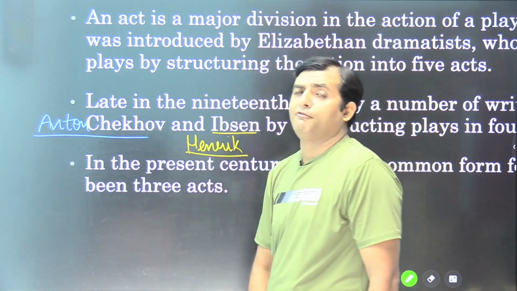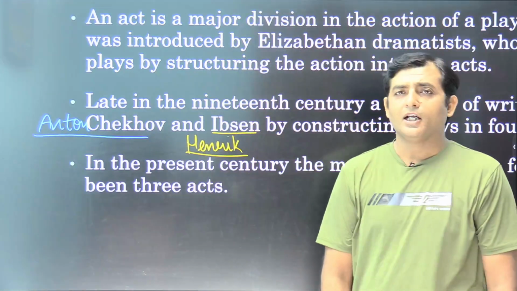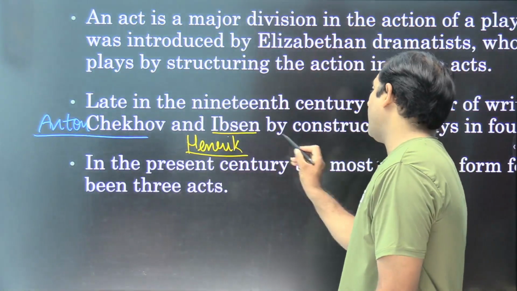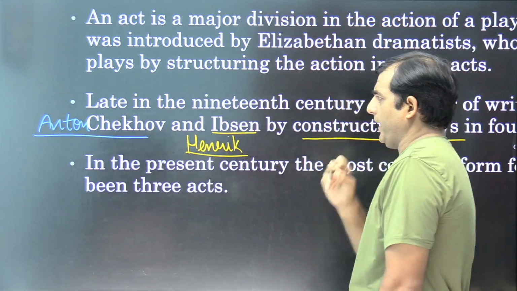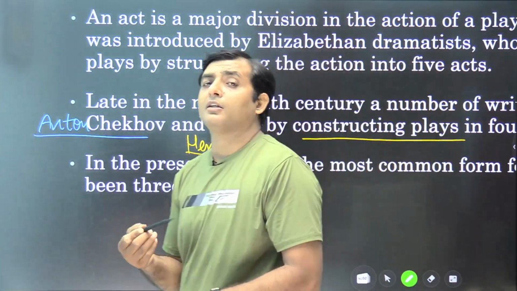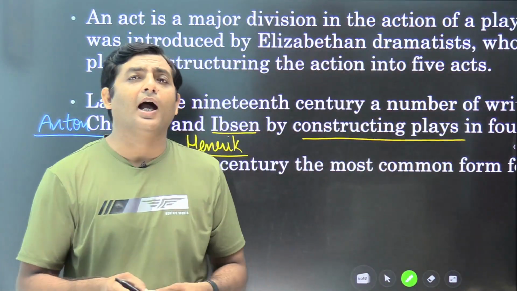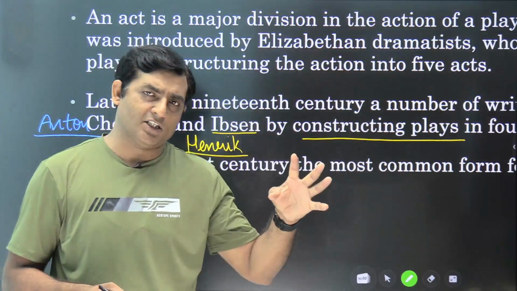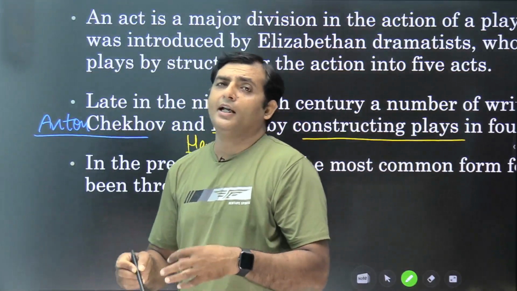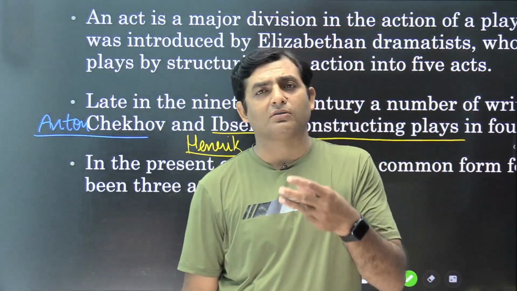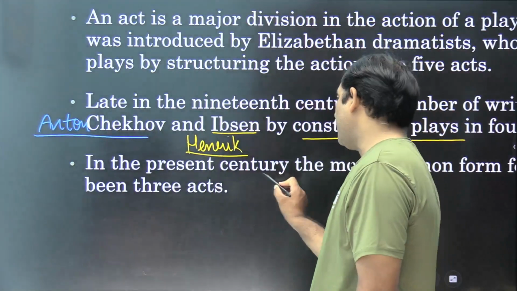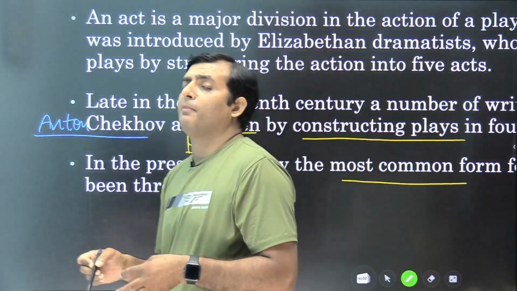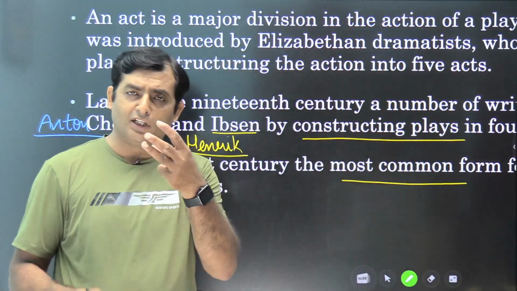Henrik Ibsen is remembered for his play A Doll's House, which appeared in 1875. They divided their plays into 4 acts, and then dramatists on the pattern of Henrik Ibsen and Anton Chekhov started to divide their plays into 4 acts. In the 20th century, there are several plays divided into 3 acts. In the present century, the most common structure of the play is of 3 acts.